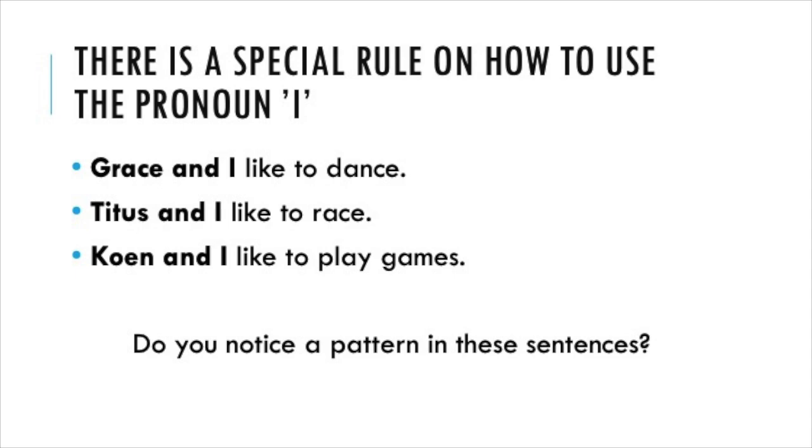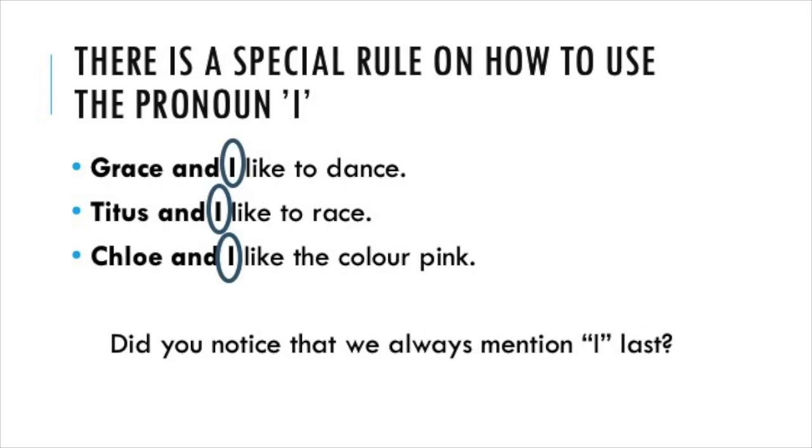Okay, so this is the pattern that you might have noticed. Did you notice that we always mention I last? So it goes Grace and I, Titus and I, and Chloe and I. My friend goes first, and then I use I afterwards.